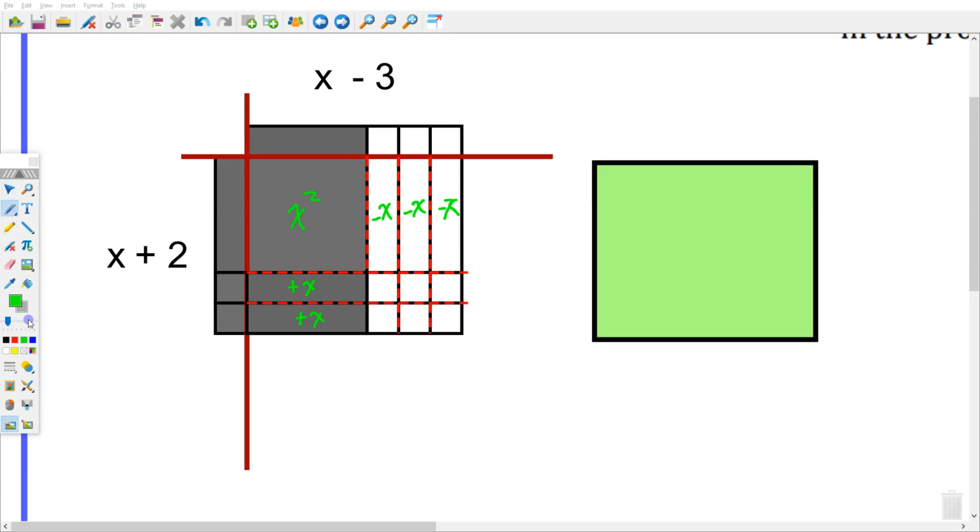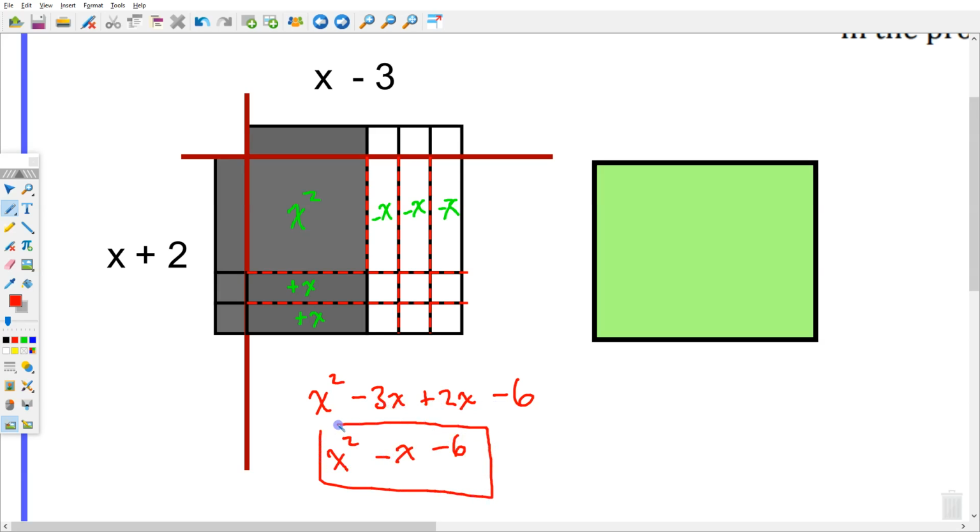So just like the last section, you can write out your result. So you have x squared, negative 3x, plus 2x, and then finally minus 6. These are like terms. They can be combined to give us minus 1x, and then subtract 6 or negative 6. So this should be your final result for that one. That's your product.